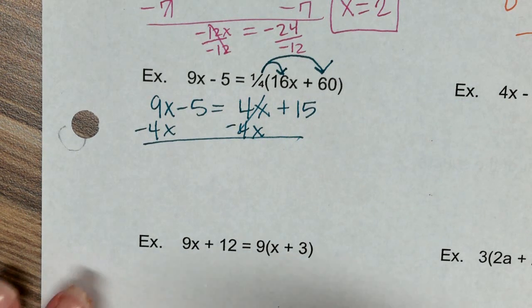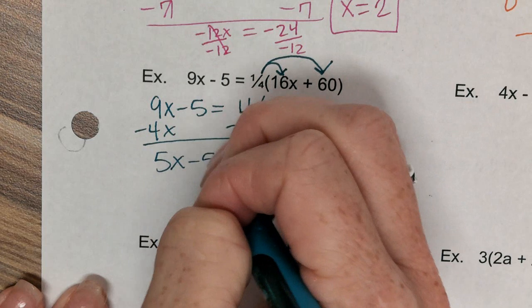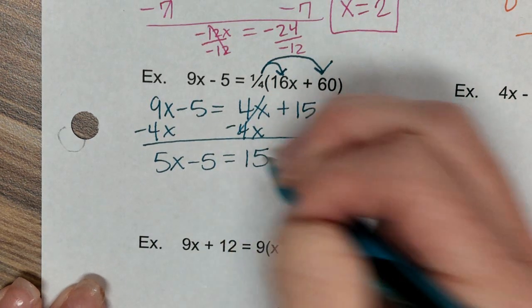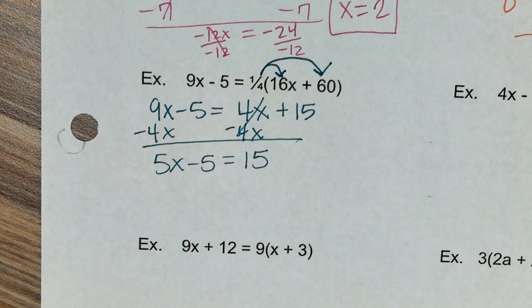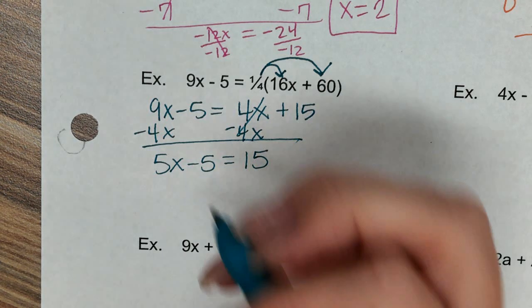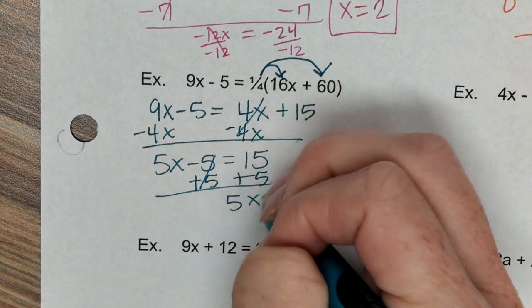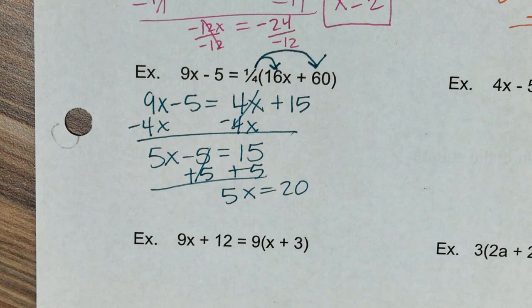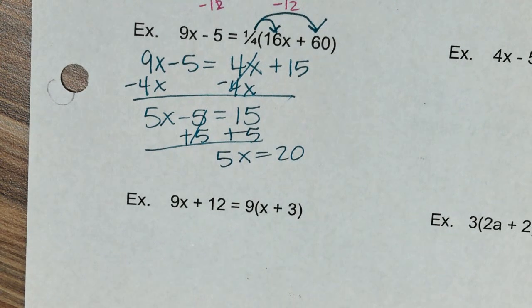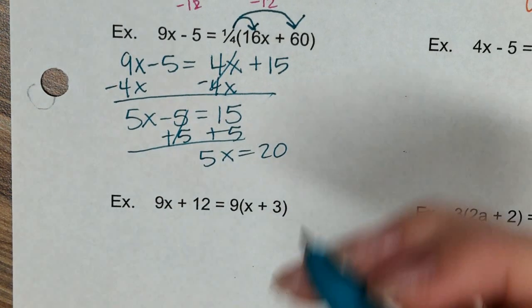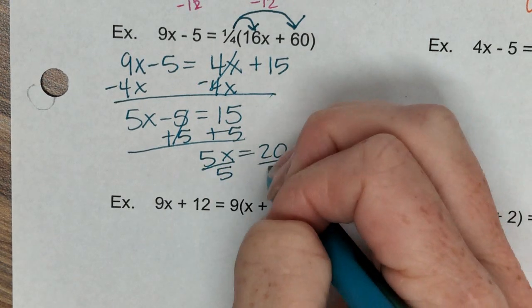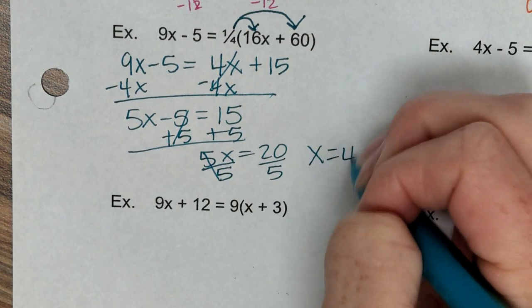9x minus 4x is 5x. Minus 5 equals 15. I'm going to get rid of the constant by adding. So I have 5x equals 20. And then I'm going to divide both sides by 5. And 20 divided by 5 is 4.